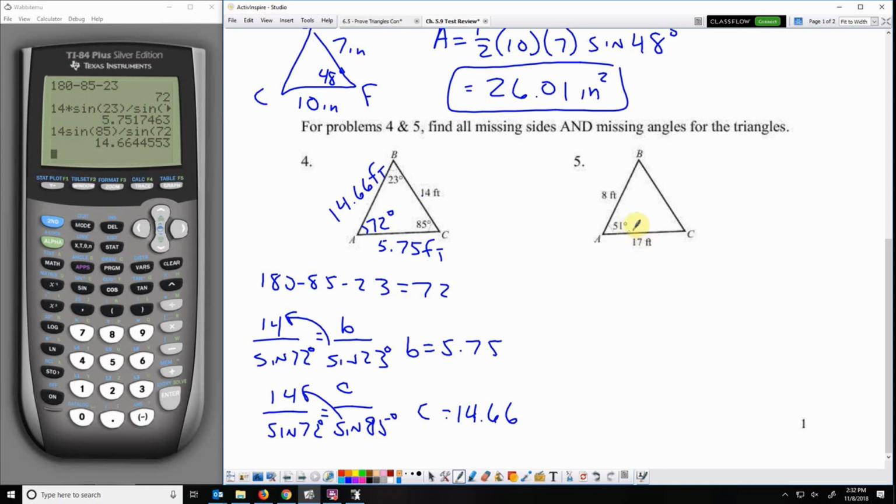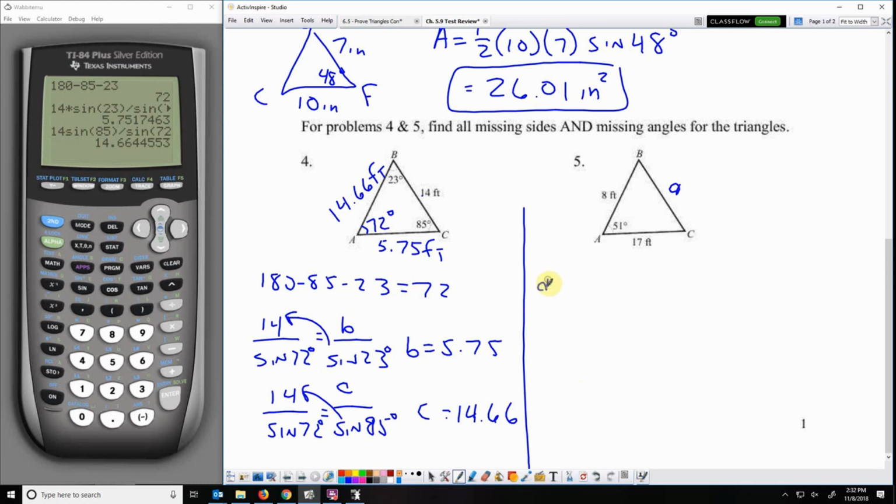Okay, so for my next triangle, I don't have anything opposite. I don't have the angle opposite the 8, the angle opposite the 17, or the side opposite the 51. What I have here is side, angle, side. Side, angle, side is another opportunity to use the law of cosines. So side, side, side can give you law of cosines. Side, angle, side can give you law of cosines. So with law of cosines, this is the angle I have. So opposite that is the side that I can find.